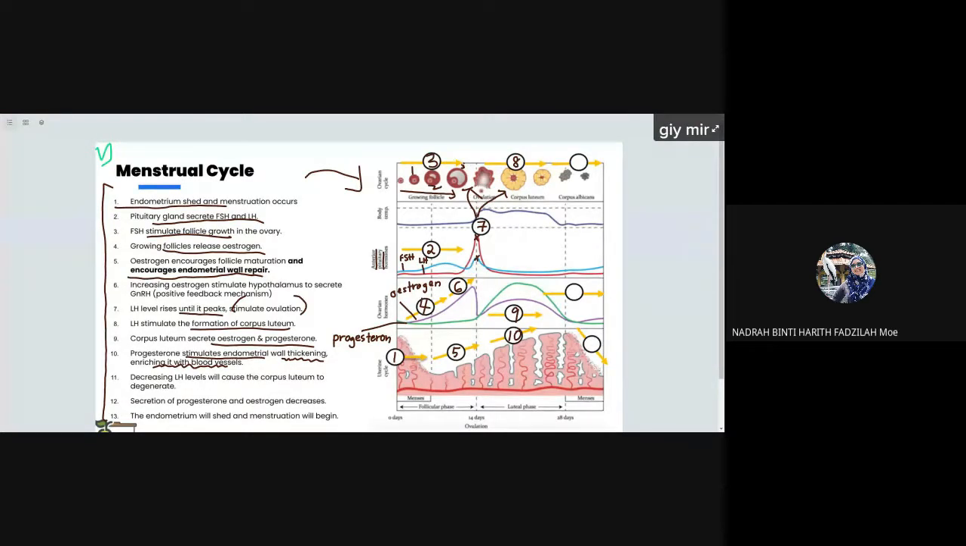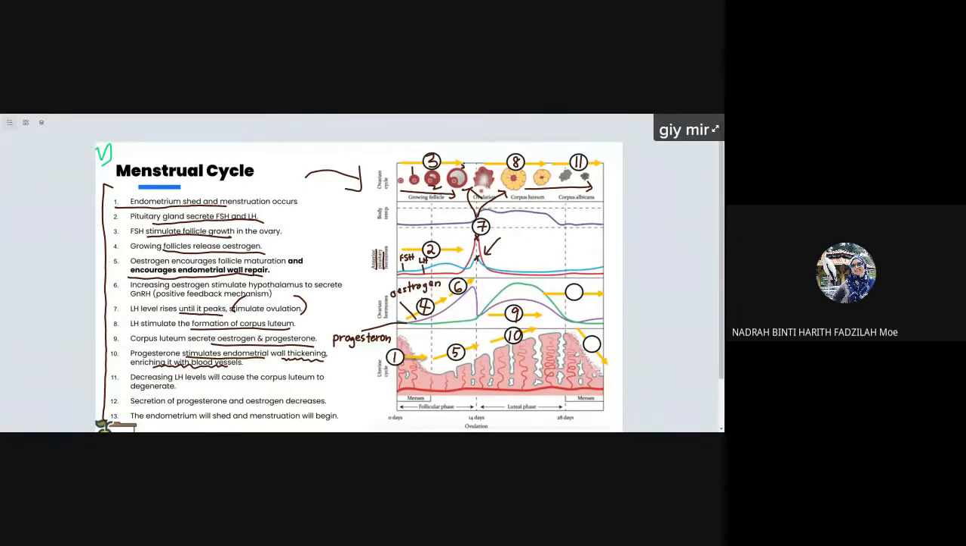Okay, number 11. Okay, sekarang ni when the brain detected that there is no fertilization, the pituitary gland will no longer secrete high level of LH. So the concentration of LH decreases over time, causing the corpus luteum to start degenerate. So number 11 dekat atas. As you can see here, corpus luteum saiz dia makin lama makin kecil.